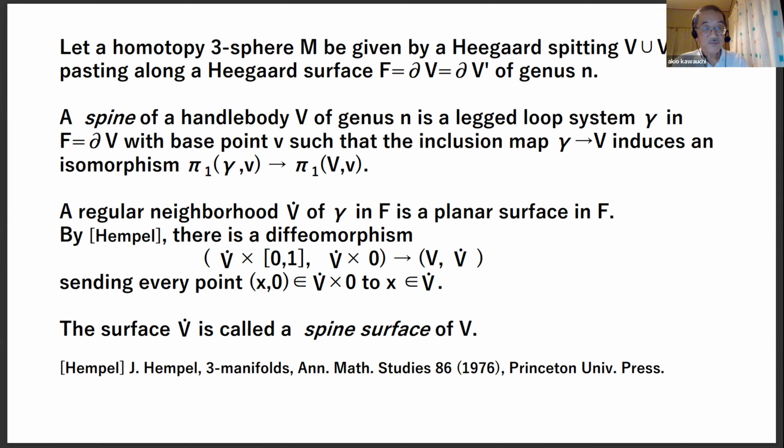A regular neighborhood V dot of gamma in F is a planar surface in F. By Hempel's book on 3-manifolds, there is a diffeomorphism, so V is just identified with a product V dot cross interval. It is a 3-dimensional topology technique.